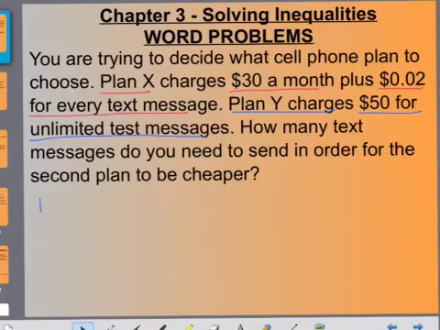So we want Plan X compared to Plan Y. We want the second plan to be cheaper, so we want it to be less than Plan X. We want Plan X to be greater than in cost to Plan Y. So let's say it's asking in 1 month.